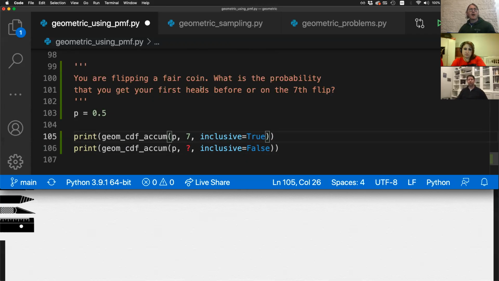So we're talking before or on the 7th flip. So if we're saying inclusive true, then before or on the 7th flip means we have a success before or on the 7th flip. Whereas if we're saying inclusive is false, then we're talking about failures, right? And the maximum number of failures we can have is 6 before the first success. And so we would pass in 6 in this case.